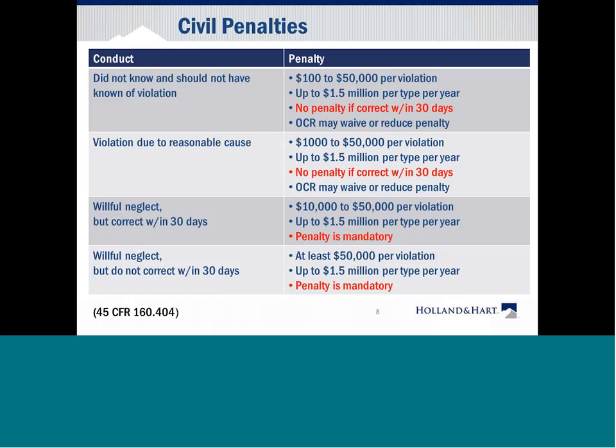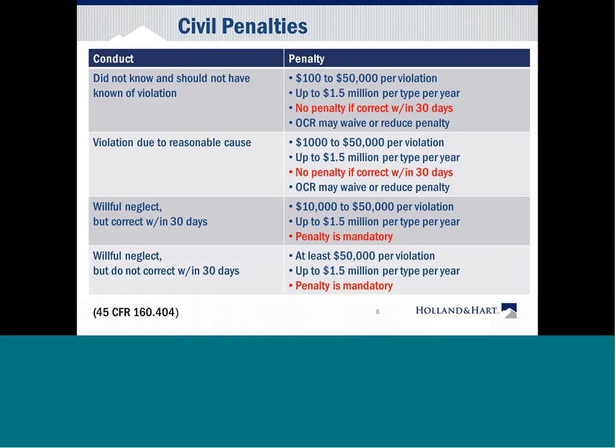Now, the good news is if you don't act with willful neglect, you can still get hit with penalties of $100 to $50,000 per violation, but there is no penalty if you correct the situation within 30 days. So what you want to do is make sure you're not acting with willful neglect, and if there is a privacy breach or a violation, that you correct it within 30 days in order to mitigate your potential damages or avoid fines altogether.